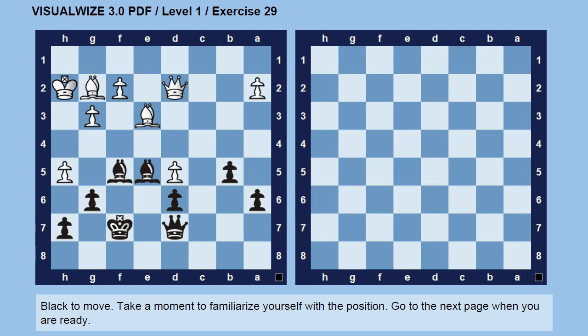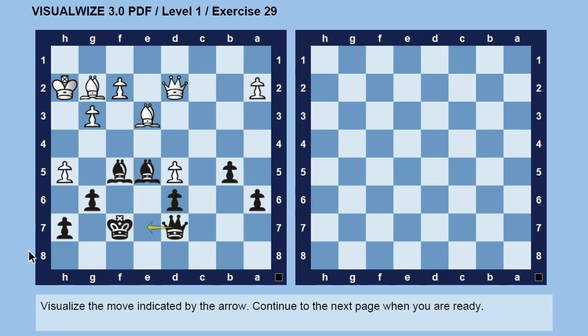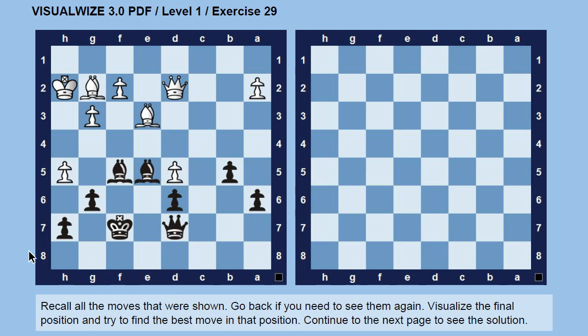Here's our first example. It's black to move, and I'm going to show you the next two moves that were played in this position. However, and this is important, I'm not going to move the pieces. Instead, I will use an arrow to show you the moves that were played. Black played the queen to e7, and then white played their bishop to d4. You should now visualize the position that would appear on the board once black played the queen to e7 and white played their bishop to d4, and then you must try to find the best move in that position.